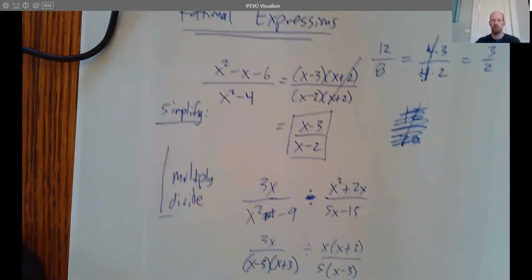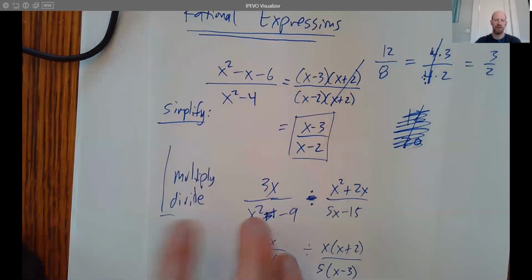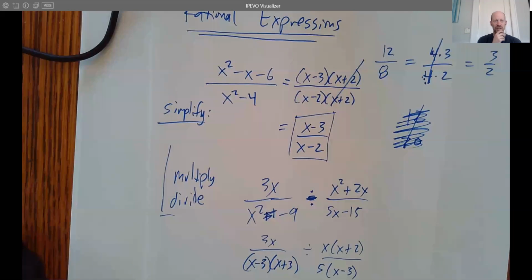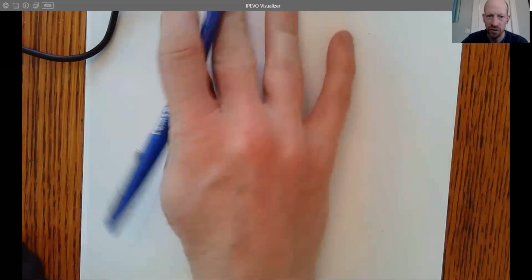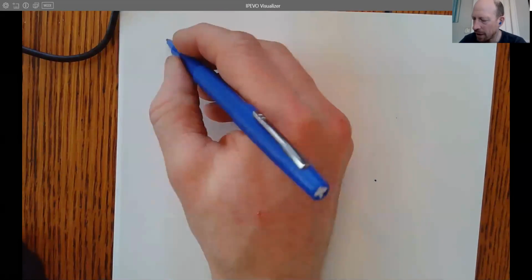Okay, so simplify, multiply, and divide, I'm grouping all together, that is a single basic strategy or a single approach. And then there's two other types of problems in this section. I'm going to just focus on the next one, which is to add and subtract.